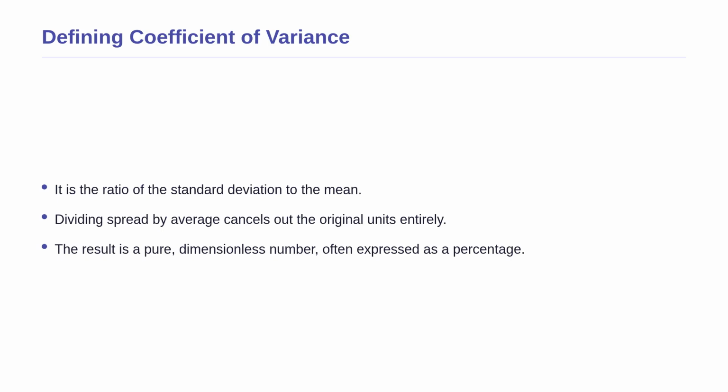Now that we understand the problem, let us look at the solution. The coefficient of variance, often abbreviated as CV, is a statistical measure that represents the ratio of the standard deviation to the mean. Unlike standard deviation, which keeps the original units, the coefficient of variance is a relative measure. Because it divides the spread by the average, the units completely cancel out. This leaves us with a pure, dimensionless number, which is incredibly powerful for comparing completely different data sets on a standardized scale.